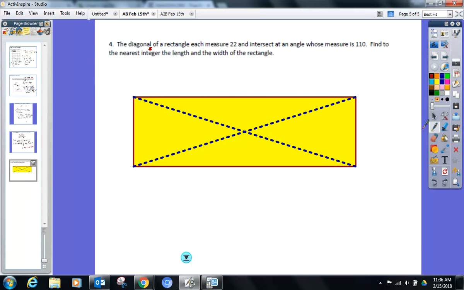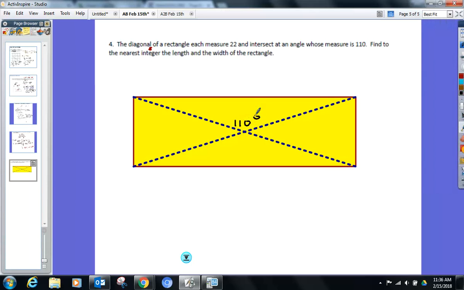And they intersect at an angle whose measure is 110. So both diagonals intersect at an angle of 110. And that 110 could go anywhere. I'm just going to make it the one that looks obtuse there. 110. What's the length and the width? What else do you know about a rectangle that might help us out specifically in the unit we're in?